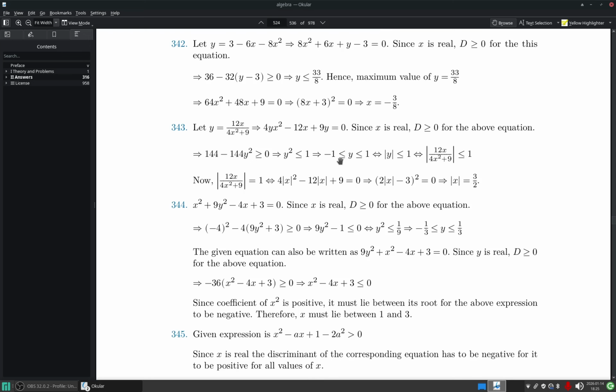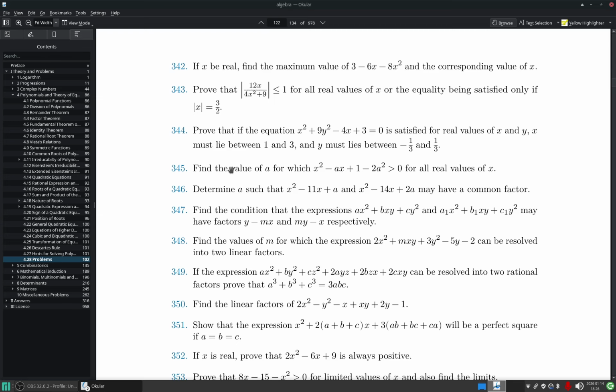And that means minus 1 is less than or equal to y is less than or equal to 1. So mod y would be less than or equal to 1. So mod of 12x by 4x square plus 9 is less than or equal to 1. Now if we assume the equality, then we will have 4 mod x square minus 12 mod x plus 9 equal to 0. That is, 2 mod x minus 3 whole square is equal to 0. So mod x is equal to 3 by 2.